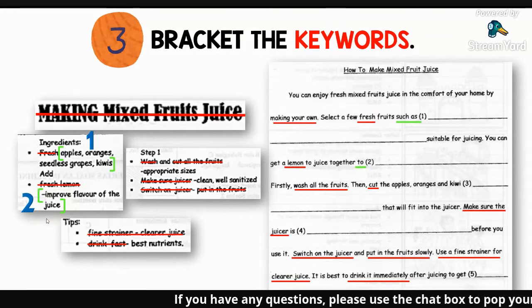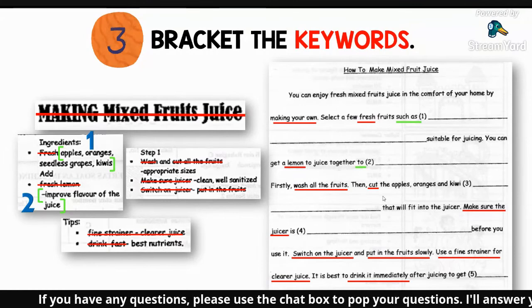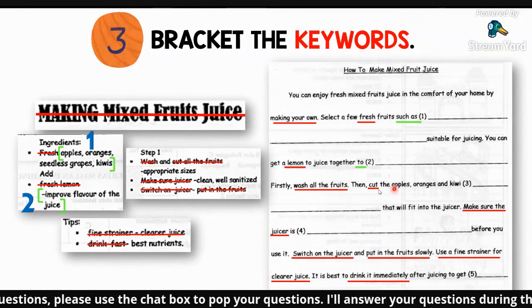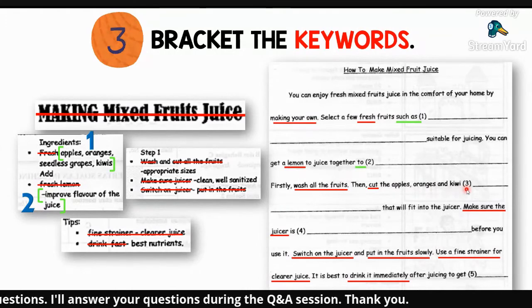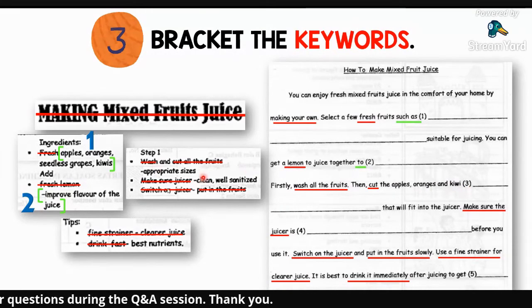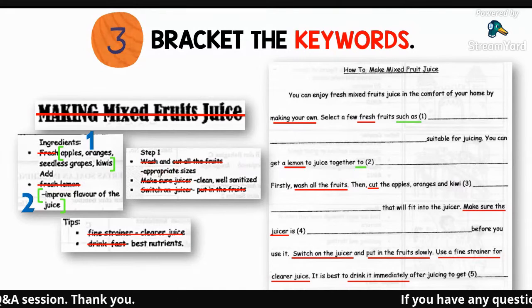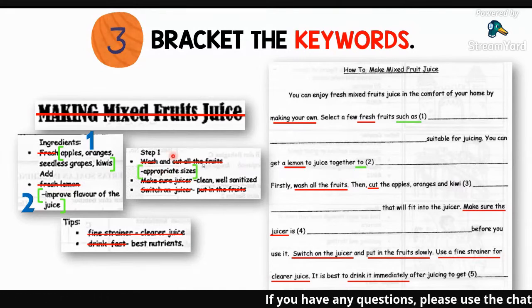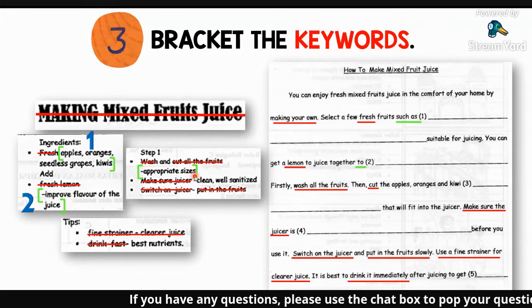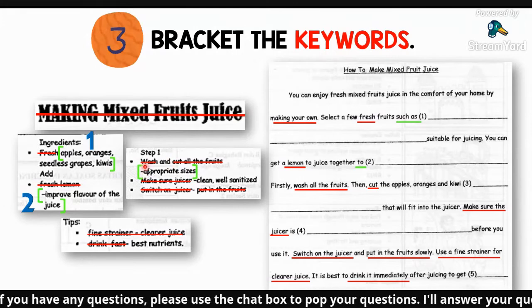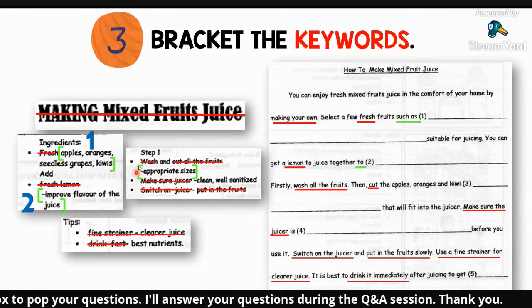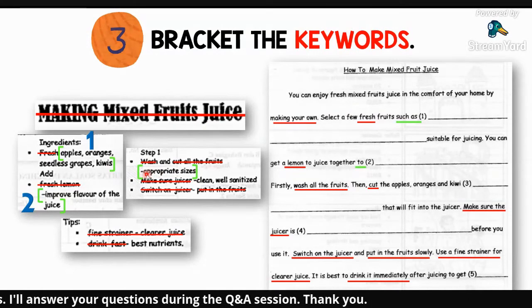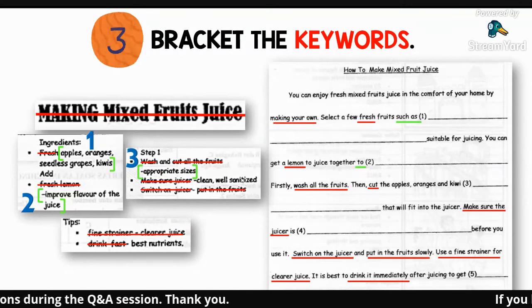Okay, the next one would be for number 3. Then cut the apples, oranges, and kiwi. How are you supposed to cut them? So we have here, yes, appropriate sizes. And remember, there is a dash in front here. Don't forget the dash. So that is for number 3.